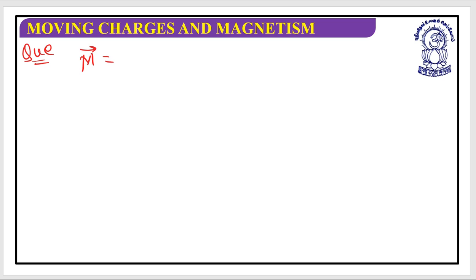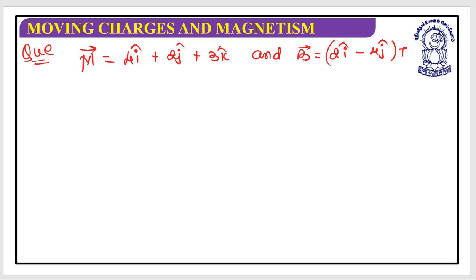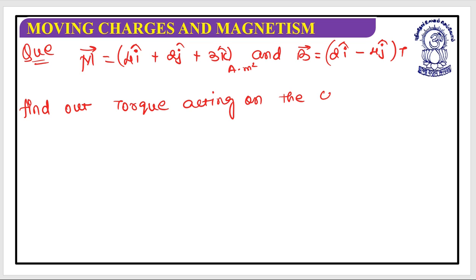Let's suppose the magnetic moment of the given coil is 4i + 2j + 3k, and the magnetic field B is 2i − 4j Tesla. The magnetic moment is in ampere meter square. We have been asked to find the torque acting on the coil. This is the requirement. I need to find the torque acting on the coil.